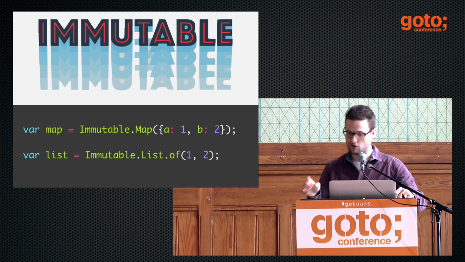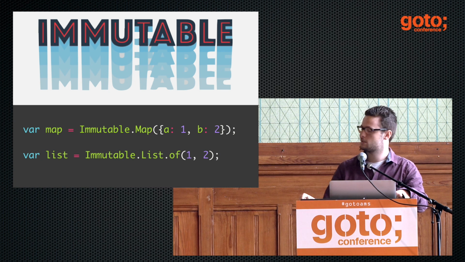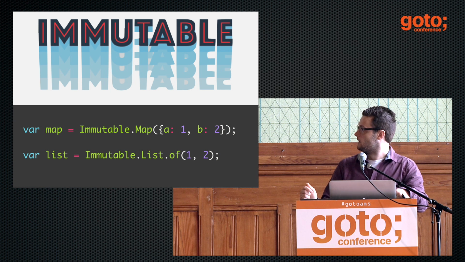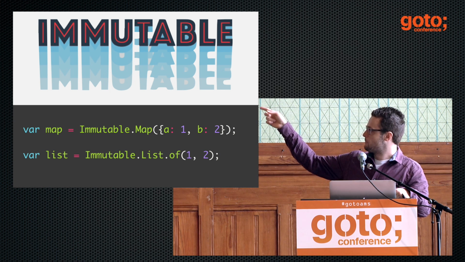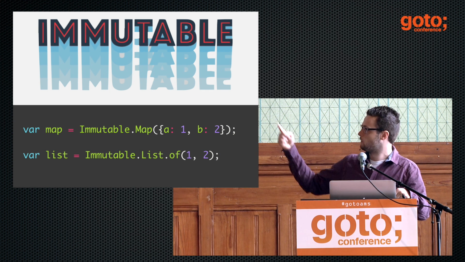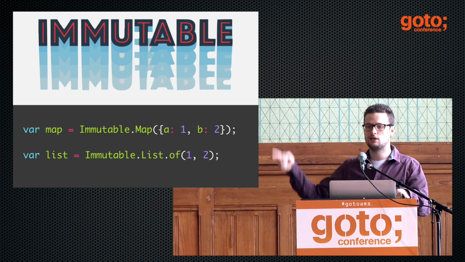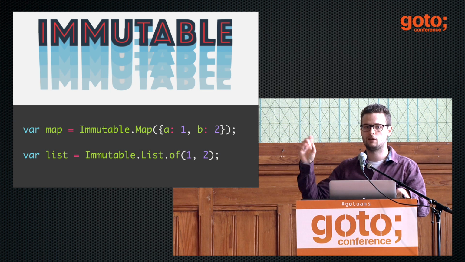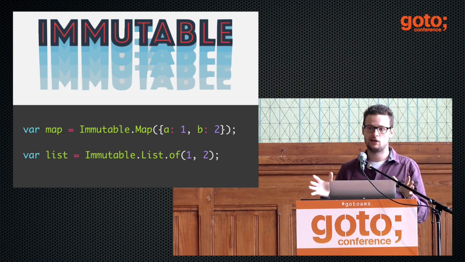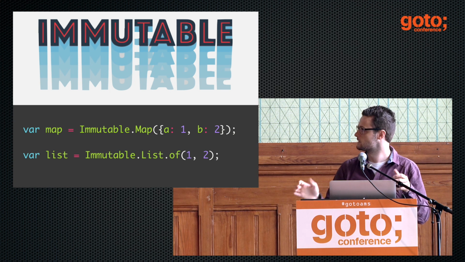Luckily, there are libraries. This one is Immutable.js, also by Facebook, which gives you an immutable collections library. So in this case, we have this Map and List. They represent objects and arrays. And whenever you perform an action on Map or on List, you always get a new copy, and you never modify the existing object. So you can use Immutable.js to mitigate this weakness a little bit.